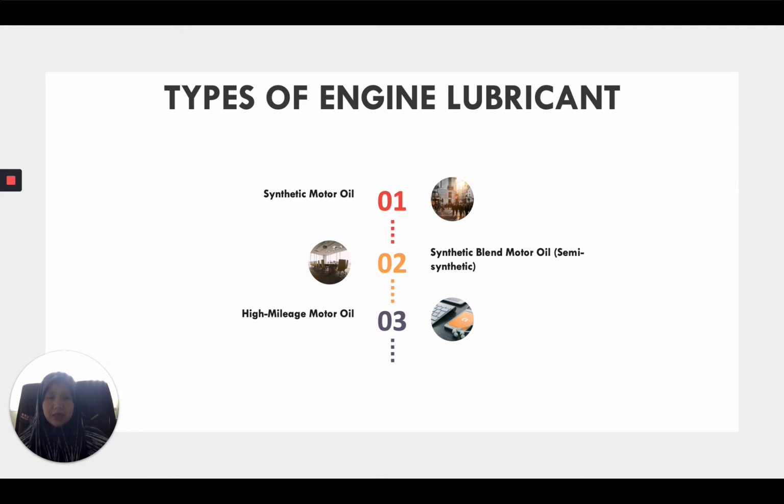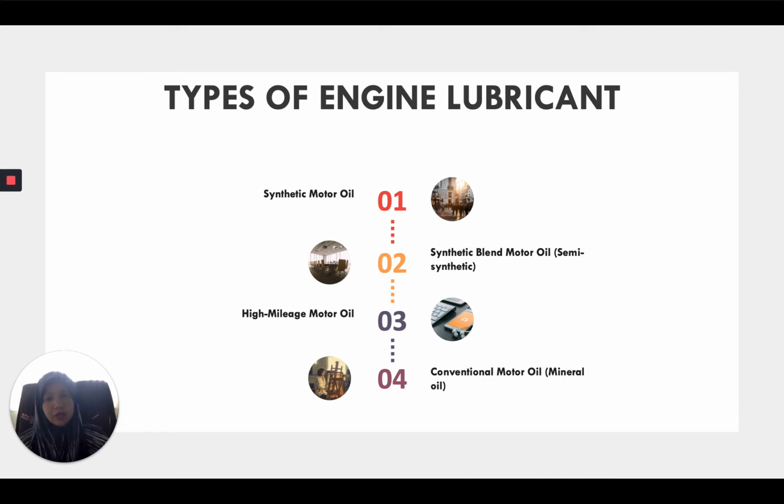This unique additive and formulation will help to reduce oil burn off and prevent oil leaks in older engines. And the last one is the conventional motor oil, or we call it mineral oil, and this is the cheapest among other engine lubricants. These motor oils are formulated from crude oil, and it is recommended for drivers with simple engine design and regular driving style, and is also suitable for low usage cars.